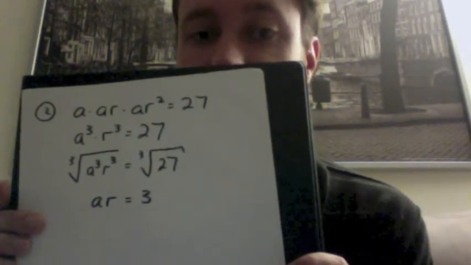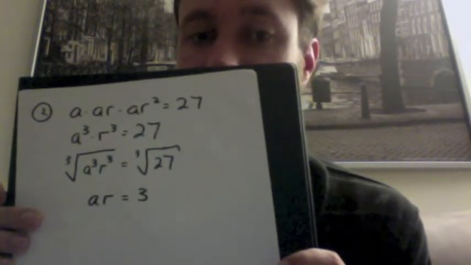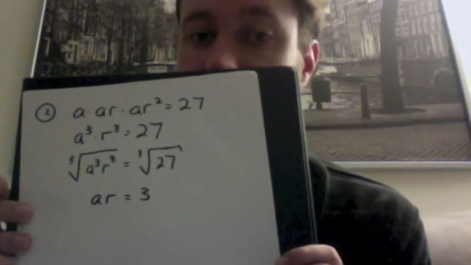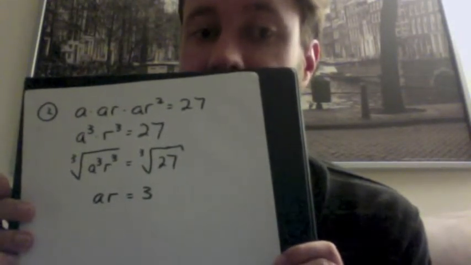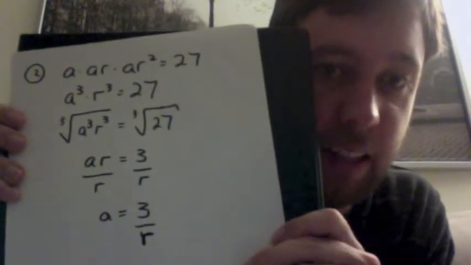The cubed root of a cubed r cubed is ar, and that's because ar times ar times ar would be a times a times a, which is a cubed, and r times r times r, which would be r cubed. Therefore, ar equals 3.